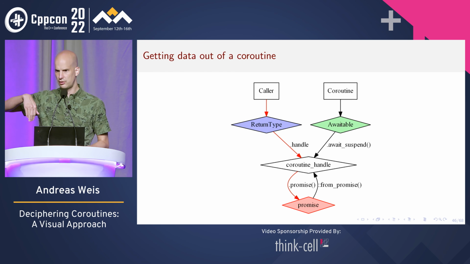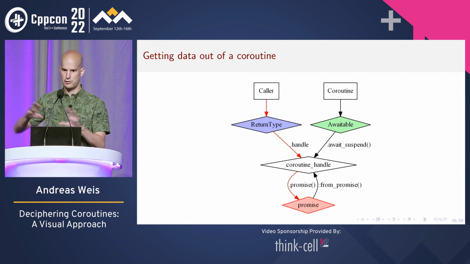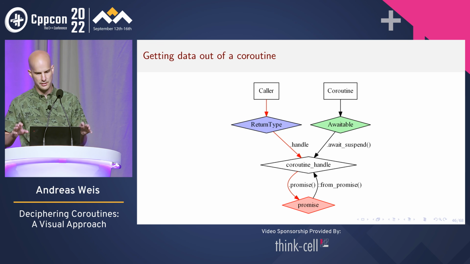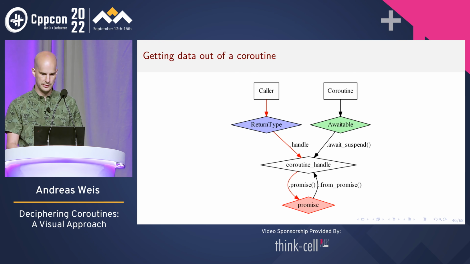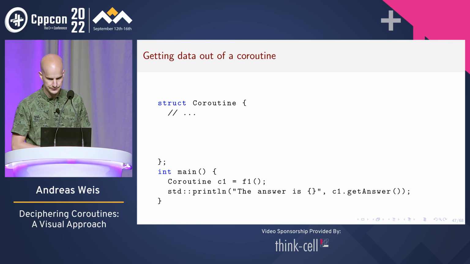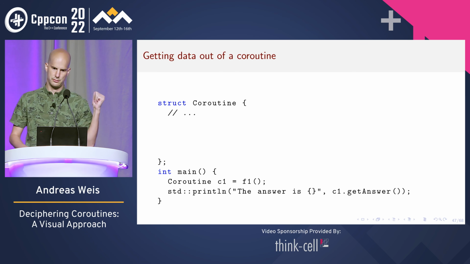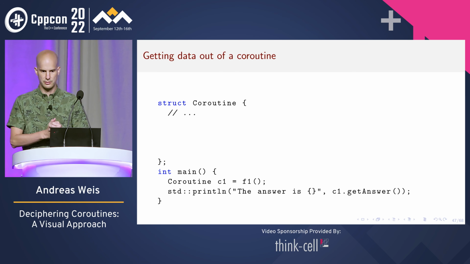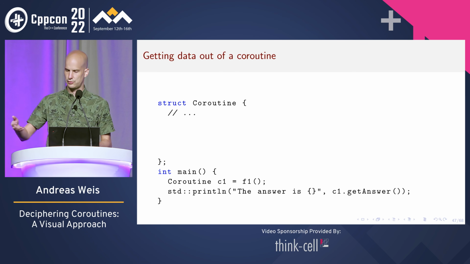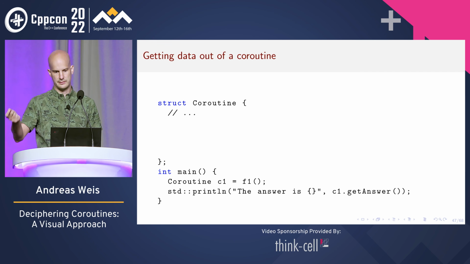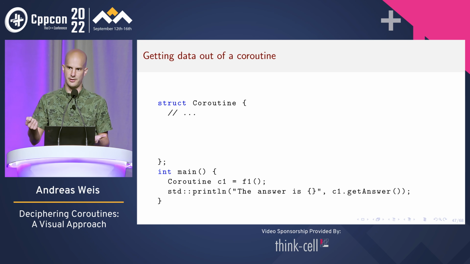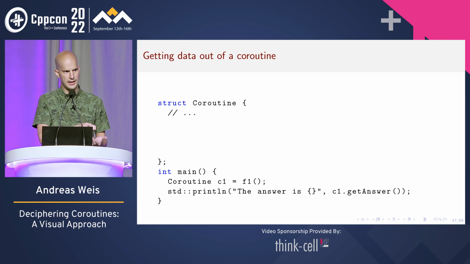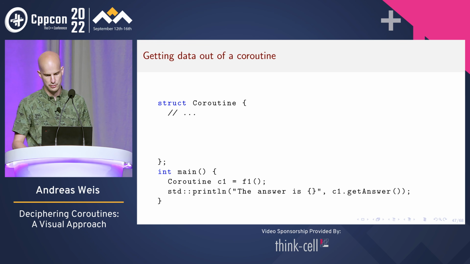So now we're going to go from the other side. Our coroutine has gone to sleep, the value is stored in the promise, and now we're going to access it from the caller side through the return type. This is how it's going to look on the caller side. I'm going to call the coroutine, and then the return object that's handed back to me has this getAnswer member function, and that will return me the value that was stored by the coroutine before.